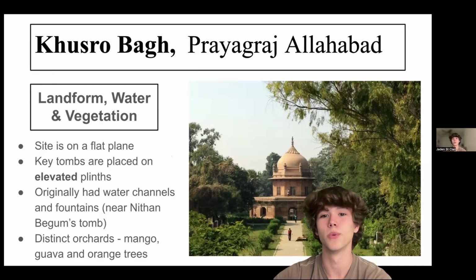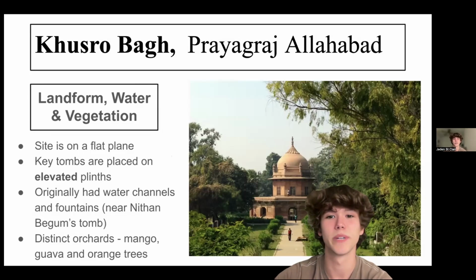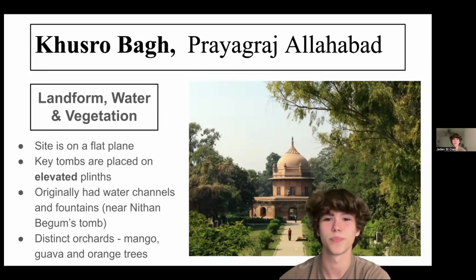Water was a big deal in Mughal landscape architecture, and Khusro Bagh once had channels and fountains, especially near Nitar Begum's tomb. These features cooled the air, provided aesthetic pleasure, and enhanced the overall experience.